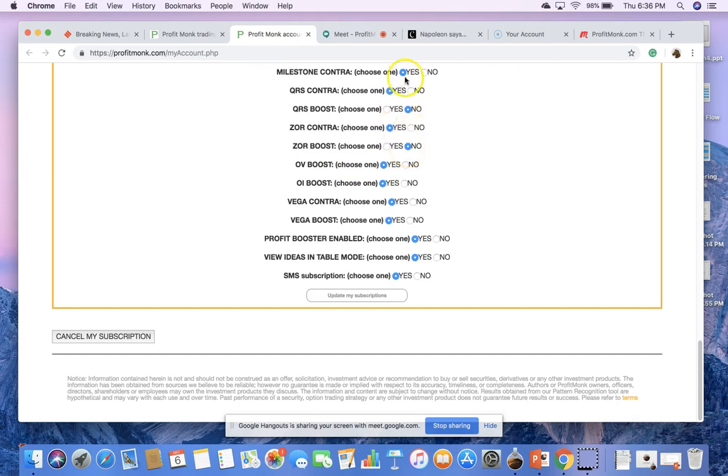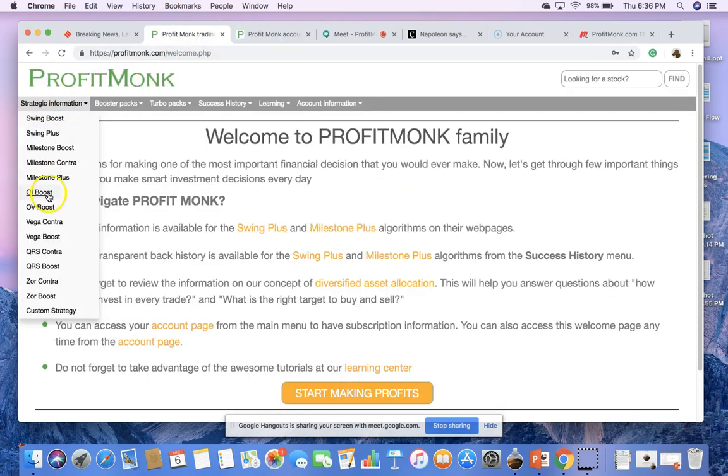So once you select these yeses and nos and click this button, which is update your subscriptions, then that creates a custom page for you. So if you select all of them as yes, for example, then the custom strategy page here will give you a combination of all of the above strategies.